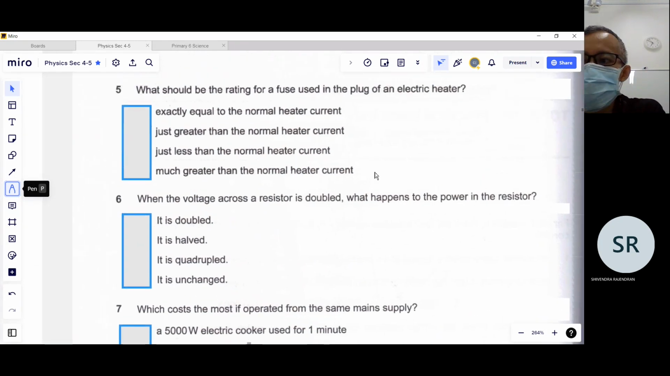Number 6 is a power formula as well. Power equals to... How is power related to voltage?